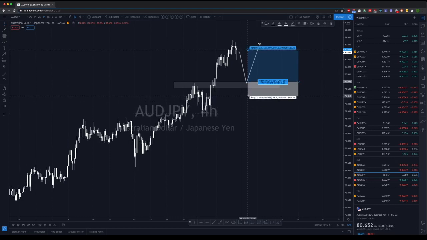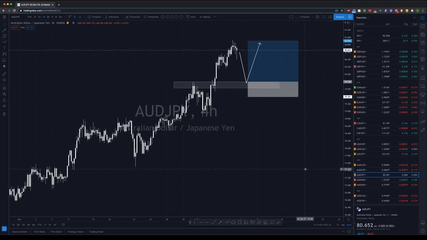So stops will be beneath this area. This would be my area of invalidation. If price closes beneath this, then I'll consider it invalid. Target the previous highs. Right, so that will be a nice trade this week if it sets up.